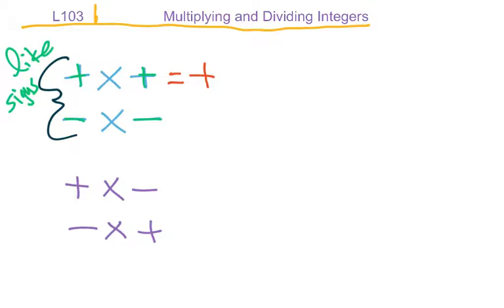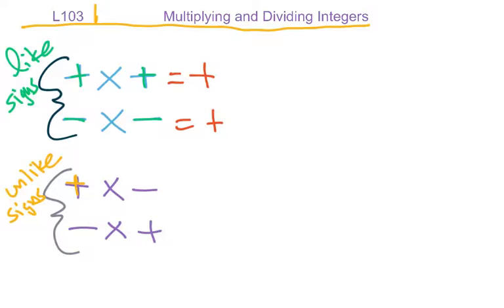Even this might feel strange to you, but because a negative times a negative is considered like signs, then the result we know will be a positive. Conversely, we group these two together as, I bet you can guess, called unlike signs. They're unlike because a positive and a negative is not the same. They are unlike, or a negative and a positive.